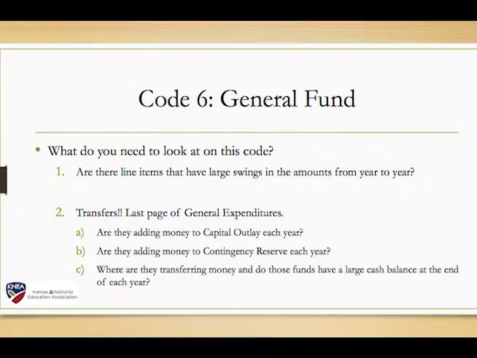So what do you need to look at on this code? Are there line items that have large swings in amounts from year to year? So you look at that code and determine, did they allocate $1,000 in one line one year, $1,500 in one line another year, and now all of a sudden it's jumped to $50,000? Those are wide variances and things that you want to keep an eye out for, because those are questions you're going to want to ask at the bargaining table. Why did these things change so drastically?